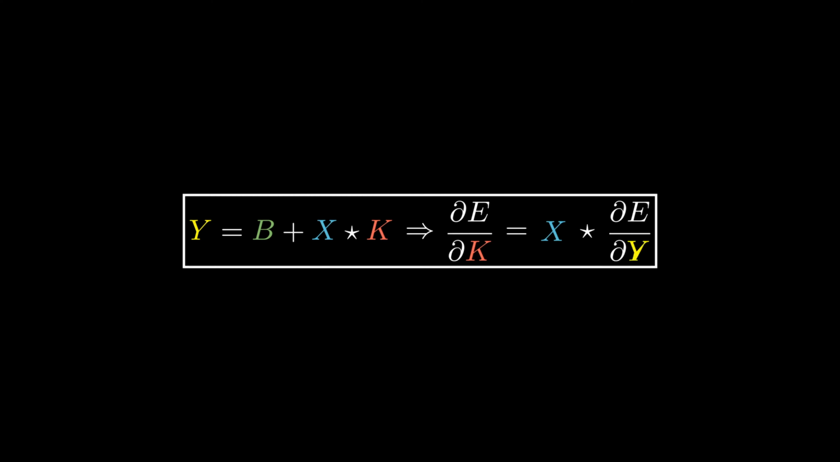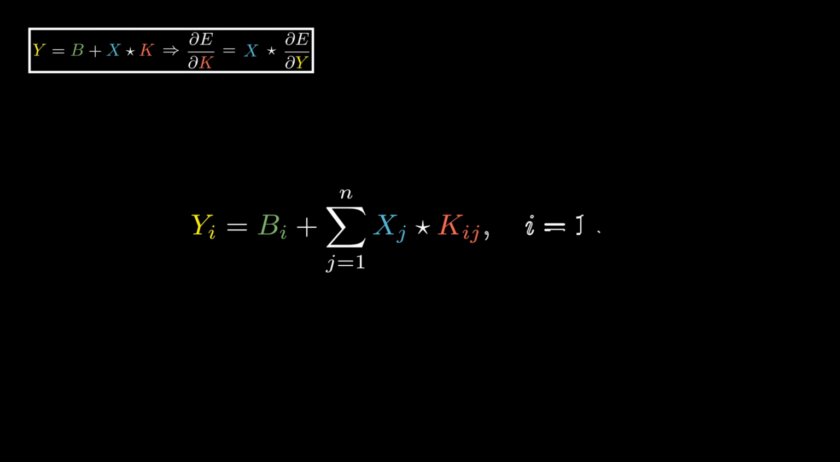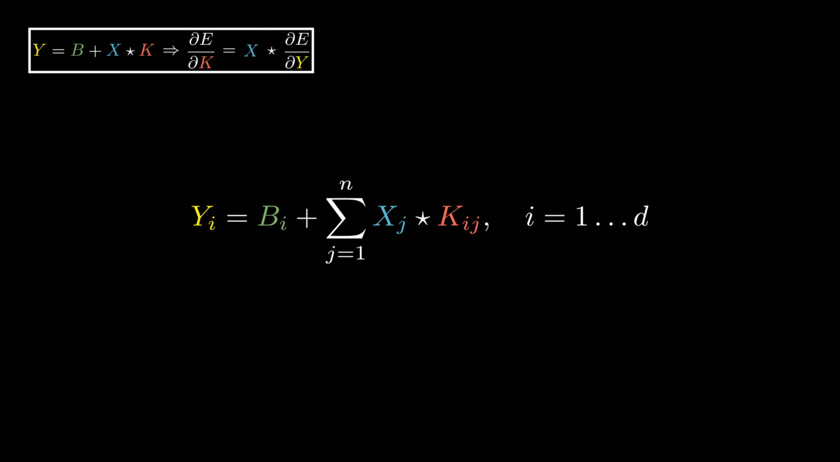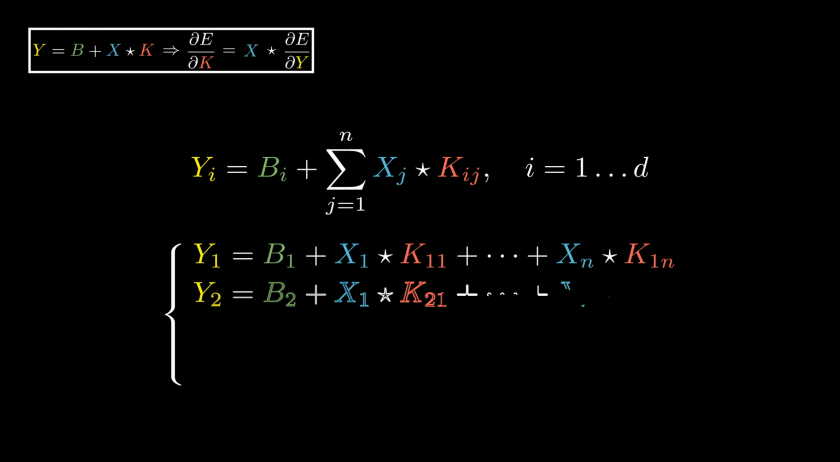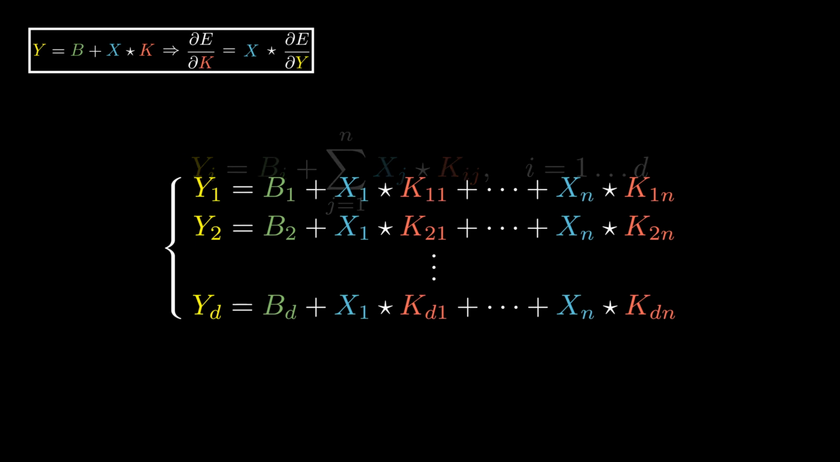So, we just figured out that if y equals b plus x correlated with k, then we know how to compute the kernel gradient. That's all good, except that it isn't the forward propagation equation that we have, but rather a simplified version. The actual equation is this. What we did though was certainly not for nothing, since, as you'll see in a moment, it is going to help us solve this problem. First, let's fully expand the equation that we have. Alright, let's keep this one.